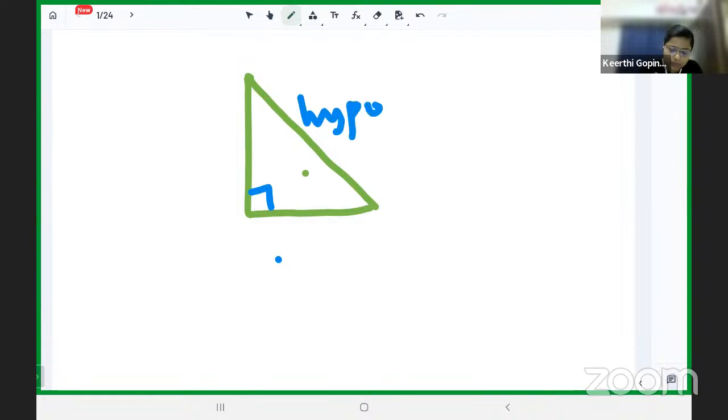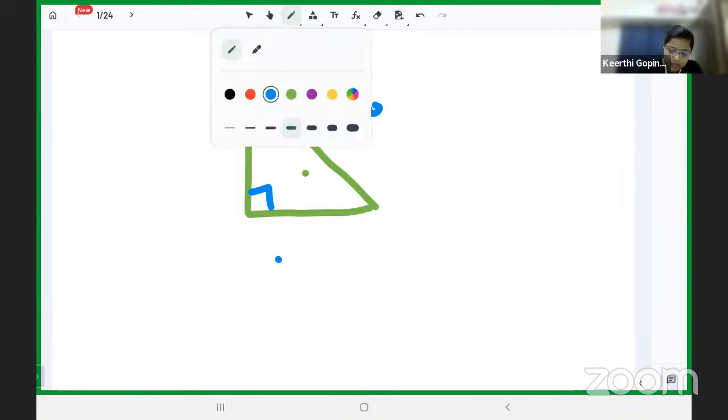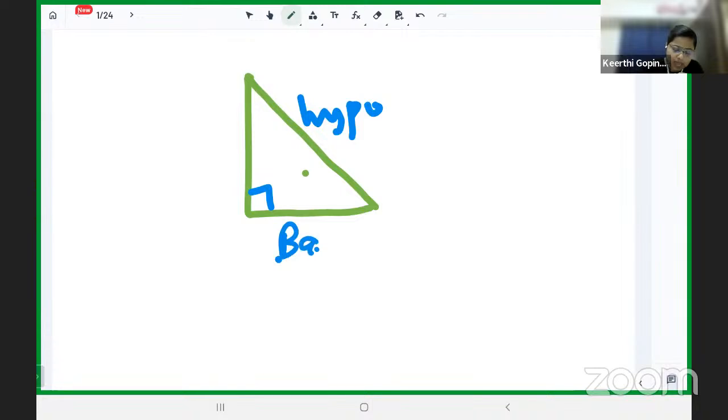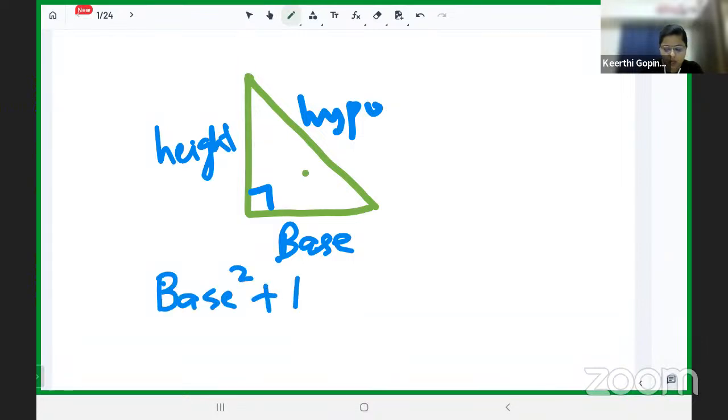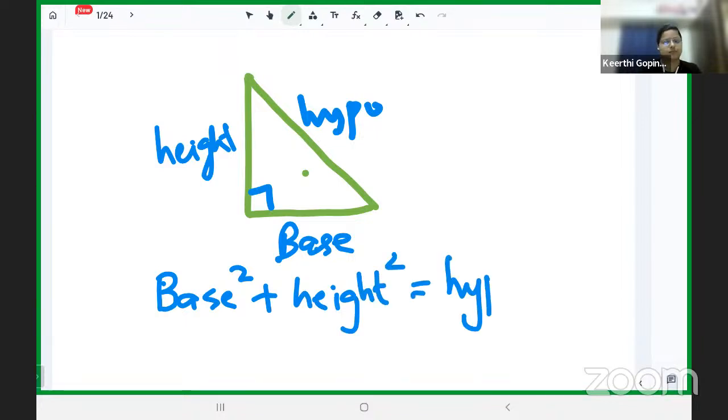That one is the hypotenuse, this one is the base, and this one is the height, or what is its other name? Height or altitude, right? Base, height and hypotenuse. This Pythagoras theorem connects all these three sides of a right angle triangle. What was that? It is nothing but base square plus height square, or altitude square, will give you the hypotenuse square. This is the Pythagoras theorem.